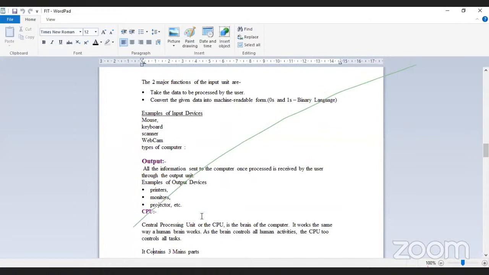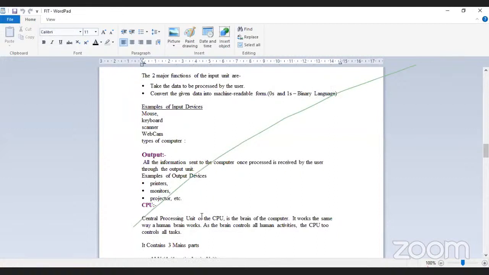Next, what are the best examples for output devices? Printers, monitors, and projectors. And one more thing, in between input and output, one unit is there. What is that? CPU, Central Processing Unit. It is also known as the brain of the computer.